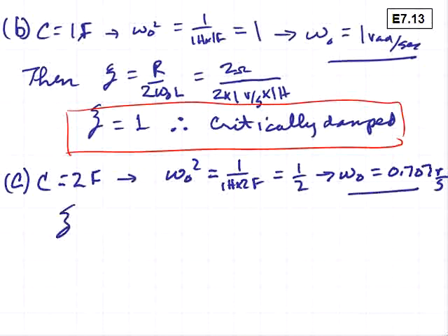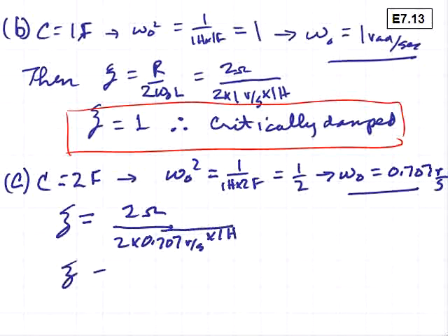And we calculate the damping ratio. Zeta is equal to 2 ohms divided by 2 times 0.707 radians per second times 1 Henry, or zeta now is equal to 1.414, which is greater than unity, and we can say that the circuit response would be overdamped.